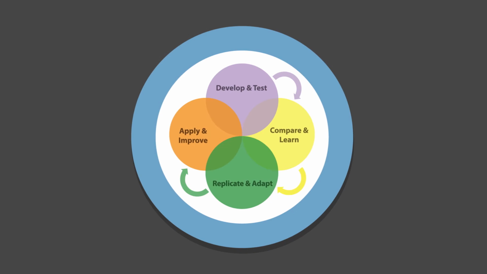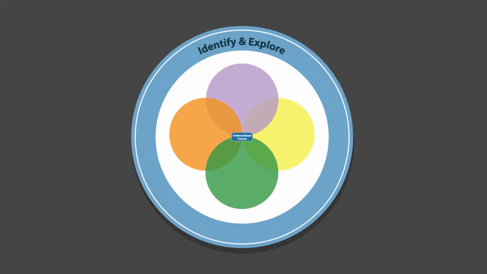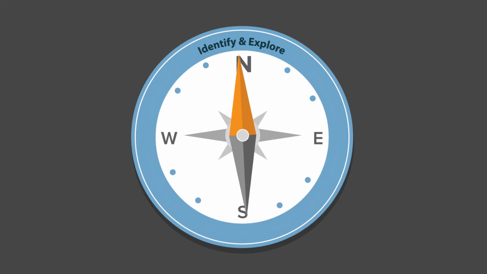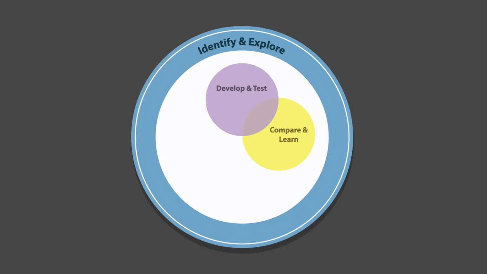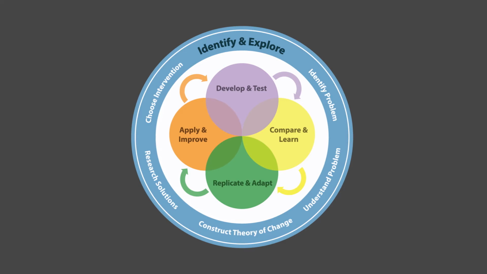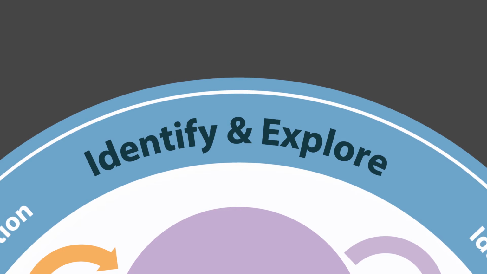Each phase of this framework consists of distinct steps, and together, its 5 phases form a complete process for building and spreading effective practice. The framework begins with an expectation to identify and explore before moving on to one or more of the other phases. Develop and test, compare and learn, replicate and adapt, and apply and improve are sequential and cyclical phases that follow identify and explore and build on one another to support the implementation of evidence-based practice. Identify and explore will be our focus in this video.